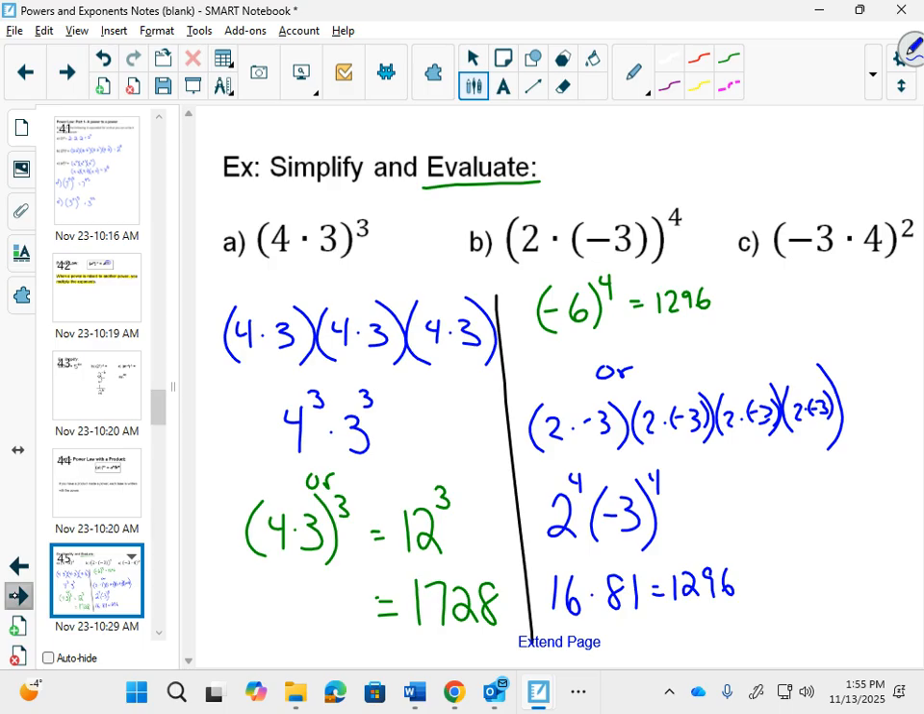I think I like the green way better for these ones. So for this one, I would probably do that first. And what's negative 12 times negative 12? Does anyone know 12 times 12? 144. Excellent.